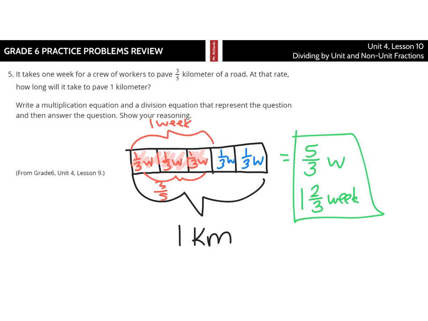For our division and multiplication questions, what did we do? Well, we took 1 and divided it by 3/5, and that equals, not quite sure, but it equaled 1 2/3. And then our multiplication equation would be 3/5 times our question mark is going to equal 1.